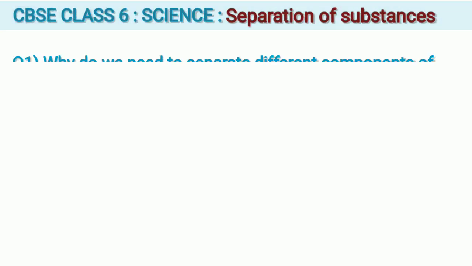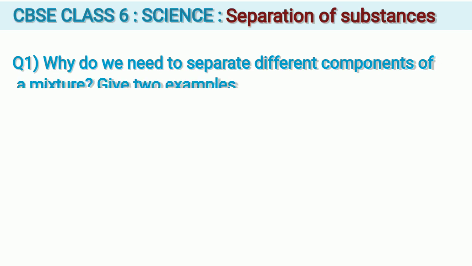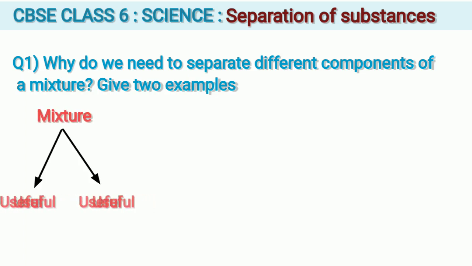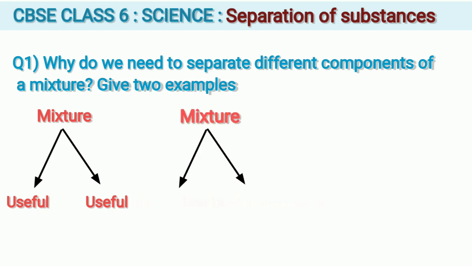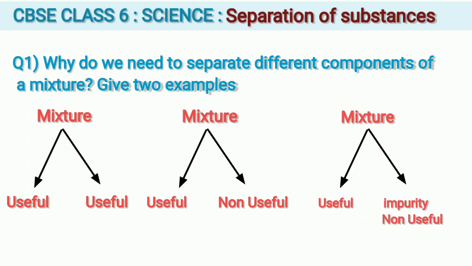First question, why do we need to separate different components of a mixture? Give two examples. Let us have a look at different possibilities. In first case, we can separate two different but useful components. In second case, we are separating useful and non-useful components. In third case, we remove impurity or non-useful component from a useful one.